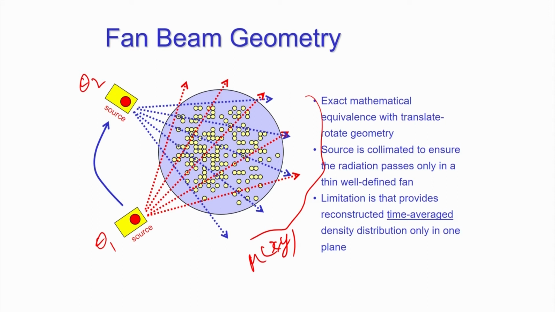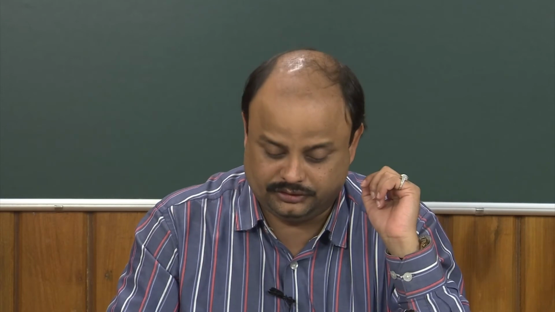So, if you want both temporal resolution and spatial resolution, you have to do gamma ray tomography along with ECT, so that you get both pieces of information.